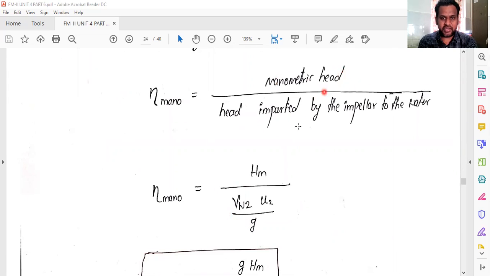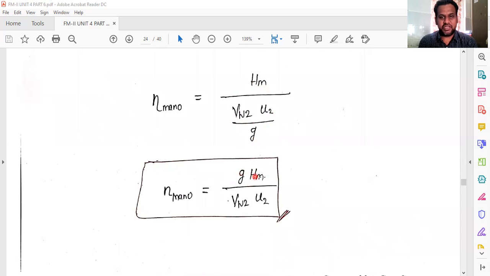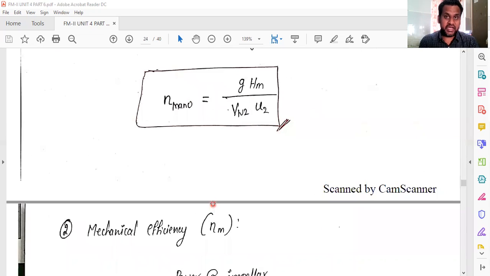How is the manometric head written? H suffix m, and you already know the head imparted by the impeller to the water is VW2 into U2 divided by g. If g is taken to the top, it becomes g into Hm divided by VW2 U2. So manometric efficiency is equal to g into Hm divided by VW2 into U2. You already know what VW2 is, what U2 is, and Hm, everything. Okay? Next, mechanical efficiency.